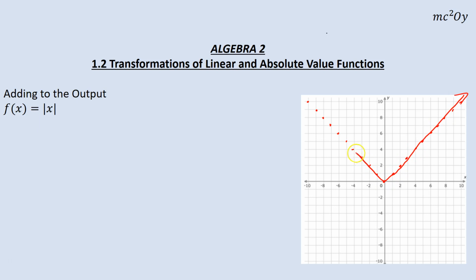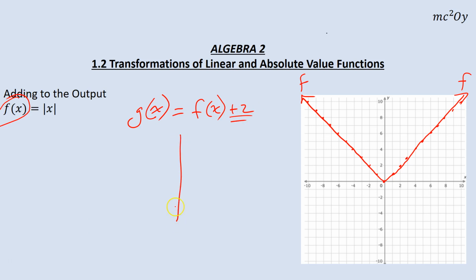So just a real quick sketch of that parent function so we have something we can focus on. Okay, so if I'm adding to the output, I'm actually adding to f of x. So if I were to call that in function notation, I'd say g of x is equal to f of x, and I'm going to add something to it. We'll say we're adding 2 this time. We're going to add 2 to the output.